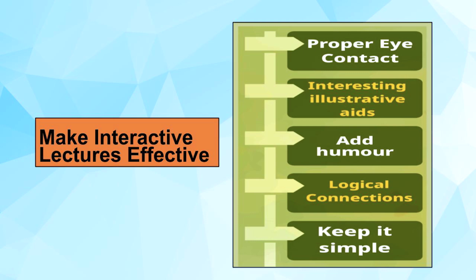The teacher must select an appropriate technique for a particular topic and remain flexible. To make interactive lectures effective, we should maintain proper eye contact with the students and make use of effective communication skills. Make use of different and interesting illustrative audio-visual aids. And please do not forget to add humor. We should make our environment light and happy. Keep the content logically connected and keep your instructions simple and easy to understand. The teachers may use this method for all the science concepts.